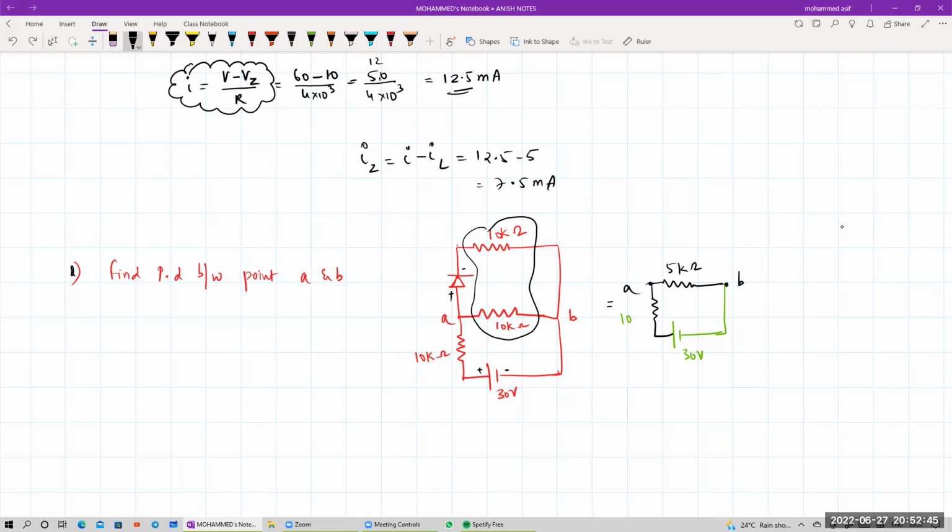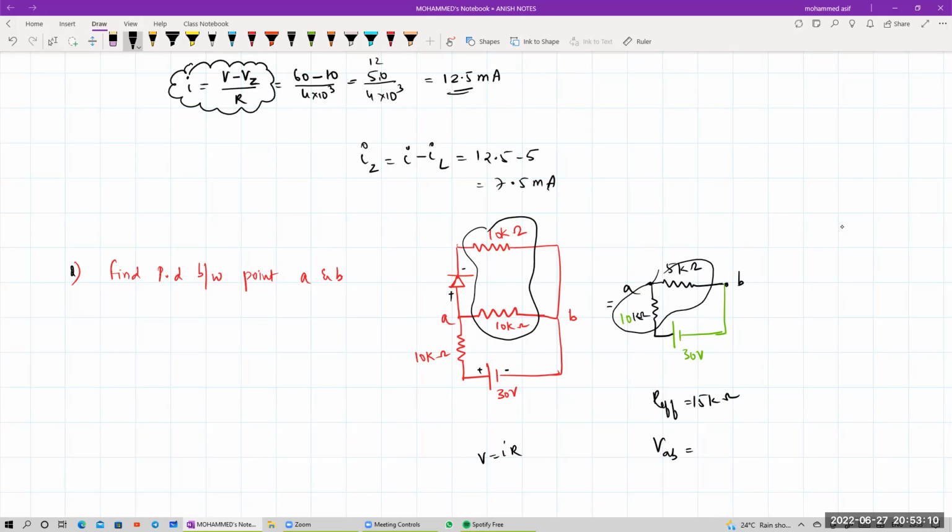Now these two are in which combination? Series, sir. Series combination. So R effective is equal to how much for me? 15 kilo ohms. So what is being asked right now? Potential across your A and B. So potential across A and B will be equal to how much? V is equal to I into R.